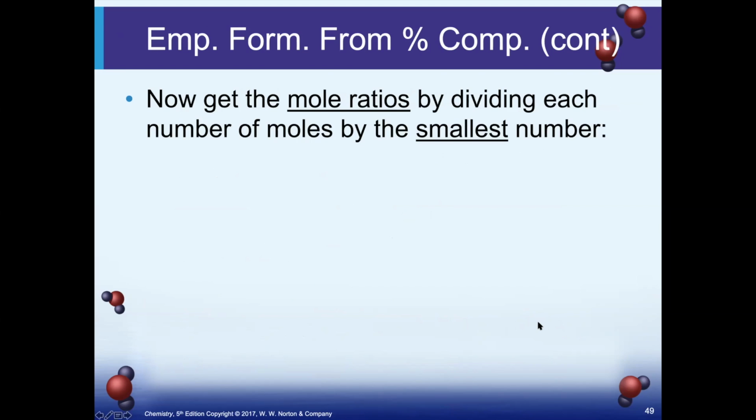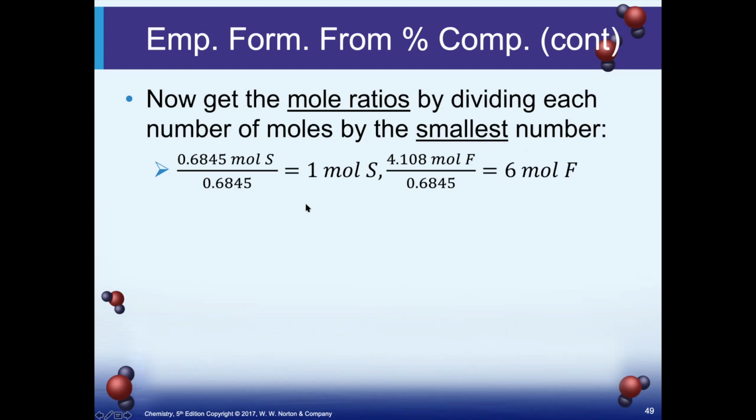Okay, so the way we do that, the way we get those nice whole number mole ratios is we divide each of them by the smallest number. Okay, so now get the mole ratios by dividing each number of moles by the smallest number. So I had 0.6845 moles of sulfur, so that is the smallest number, right? When you compare 0.6845 to 4.108, 0.6845 is small. So that's what I mean by divide each number of moles by the smallest number.